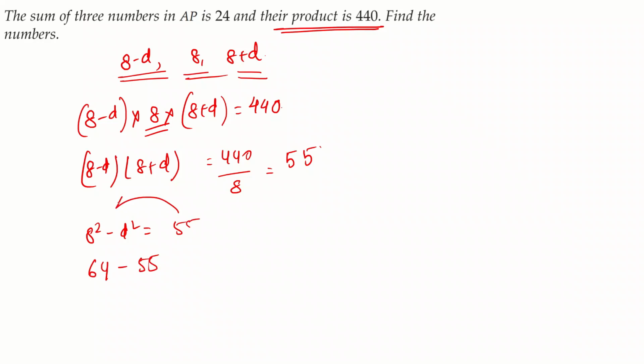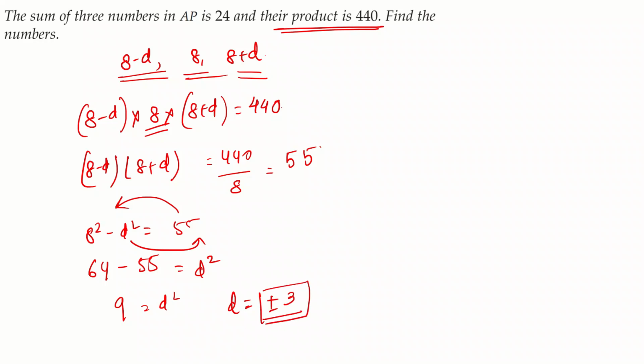8 square is 64 minus 55. I take this D square on the other side. So 64 minus 55 is D square. 64 minus 55 is 9 is equal to D square. So D is equal to what? 3? No, incorrect. It is plus or minus 3. Make sure that you are not forgetting this. So D is plus or minus 3, because plus 3 square is also 9 and minus 3 the whole square is also 9.